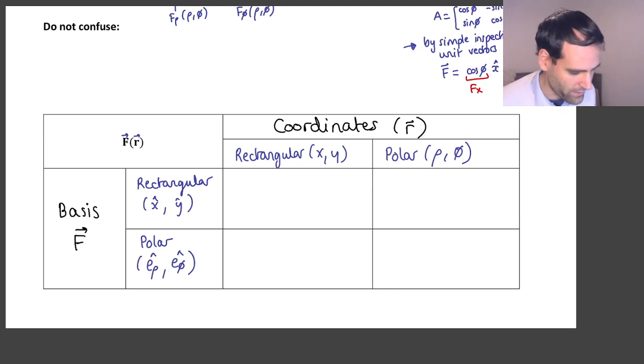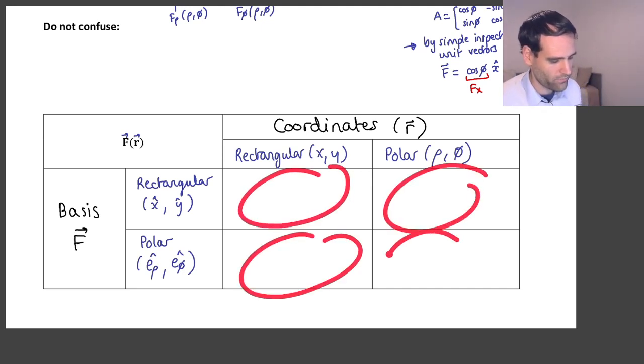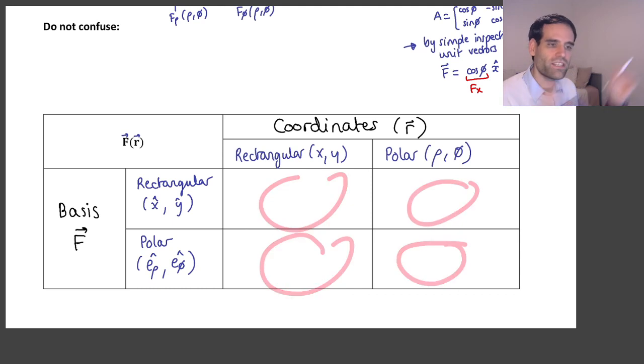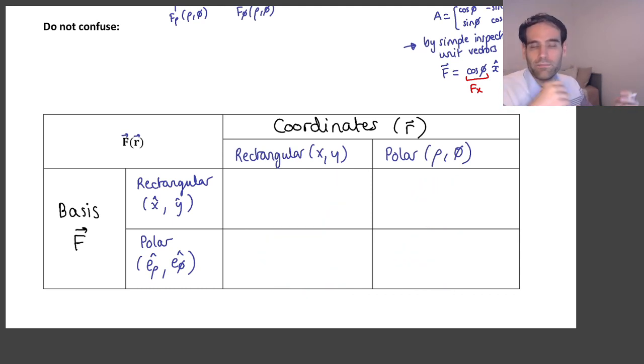So in total there are 4 combinations, 4 different ways in which you can express the same vector field in 2 dimensions. In 3 dimensions, it's even worse because you have rectangular, cylindrical, or spherical. The coordinates can be one of 3 options, and the basis can be one of 3 options. So in total, you have 9 different ways of expressing the same vector field in 3 dimensions. Very often, one of these is much simpler than the others, and that's the one people would choose to express that vector field.